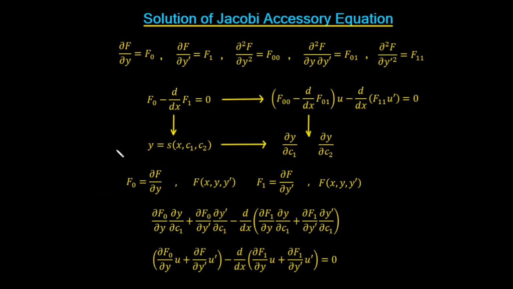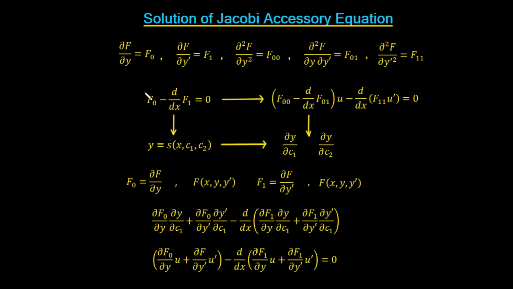So if this is the general form of the solution to the Euler-Lagrange equation, and this is the general form of the solution to the Jacobi accessory equation, then you can see here that they're going to be related. So that means that if we were to differentiate this here with respect to c1, we should get to the Jacobi accessory equation. Equivalently, if we were to differentiate this here with respect to c2, again we should get to the Jacobi accessory equation. So we only need to do one of them, so we'll just do this partial y by partial c1, and we're going to be differentiating this one here with respect to c1.